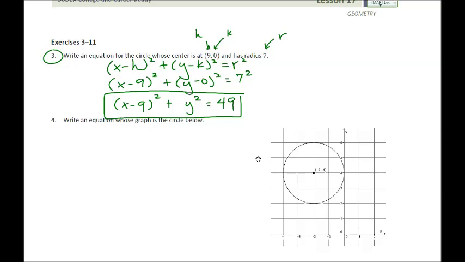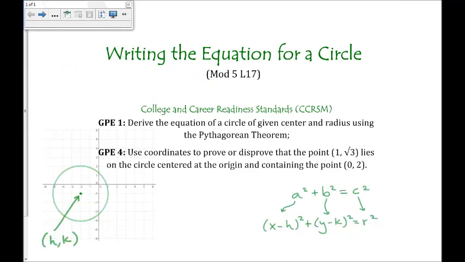We'll practice a lot more of this during class, and we'll also practice going backwards from an equation and saying what the center and the radius must be if you're given the equation of a circle. This video was an introduction to writing the equation for a circle.